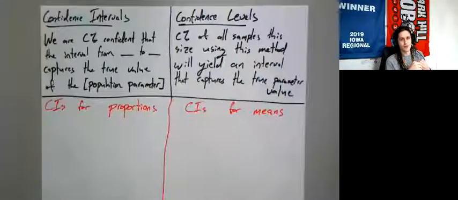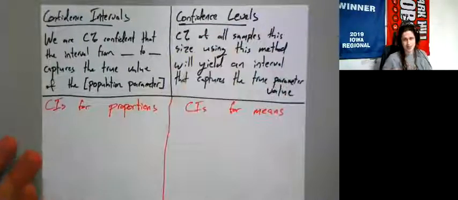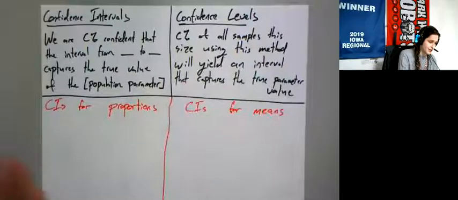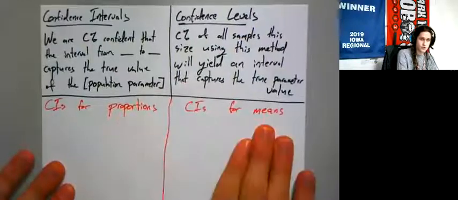Those templates, you're going to need these templates. You just have to know them. Confidence intervals: we are C% confident that the interval from lower bound to upper bound captures the true value of the thing we're trying to estimate. Confidence levels: that's more talking about how often the method works. It's a long-term success rate of the method. C% of all samples this size using this method will yield an interval that captures the true parameter value. We're trying to estimate the parameters. Remember, those parameters are either p or mu.